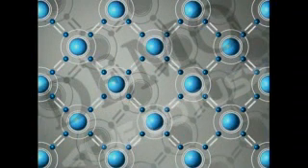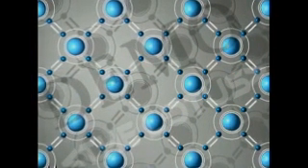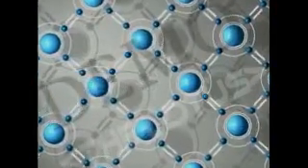Silicon is a semiconductor. Its atomic structure looks like this. Each silicon atom has 4 outer electrons. There are no free charge carriers. The pure silicon monocrystal is non-conductive at room temperature.